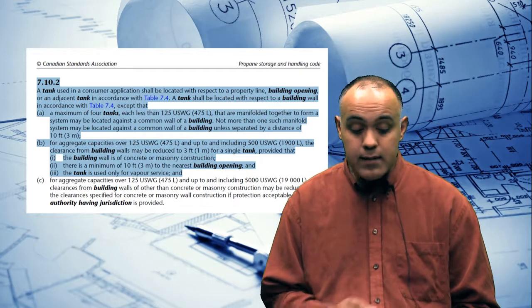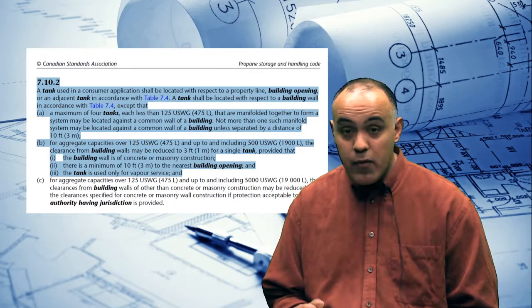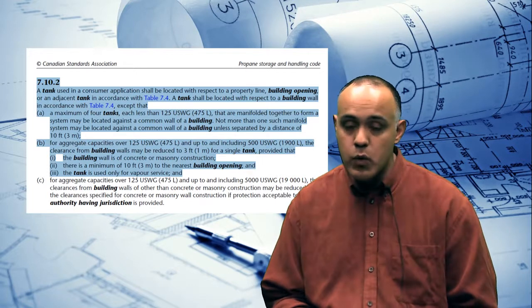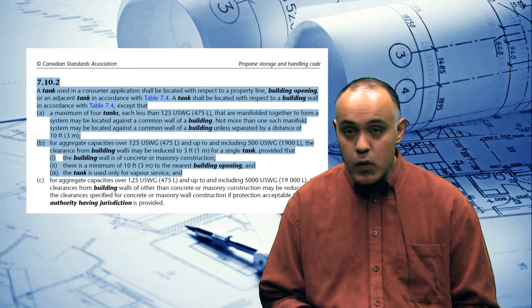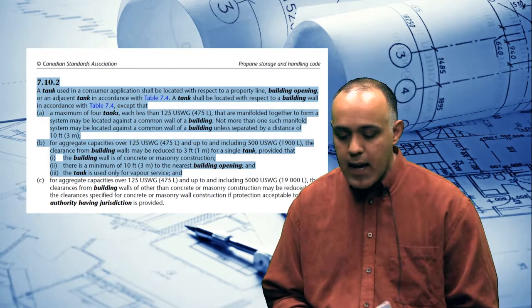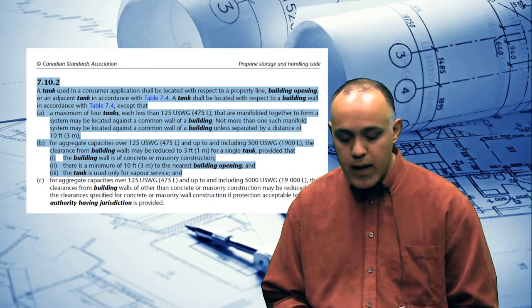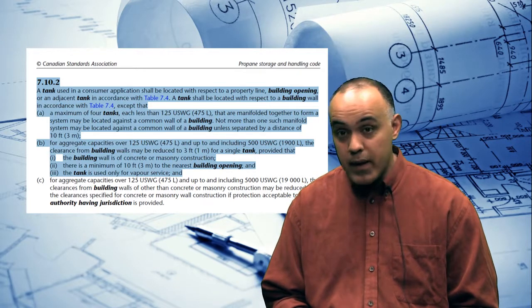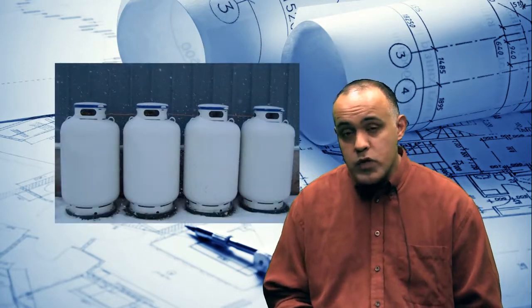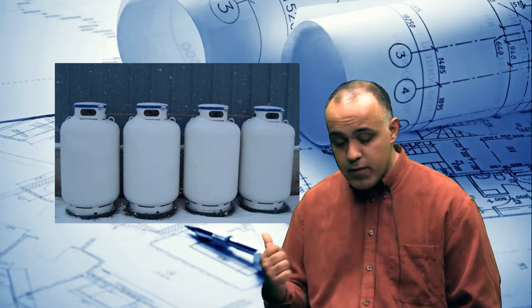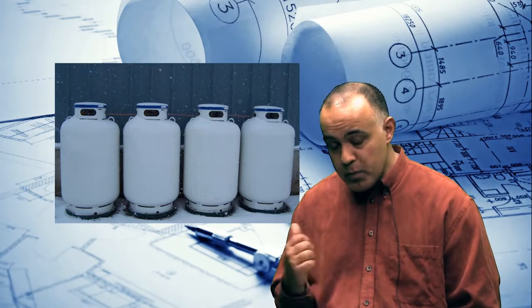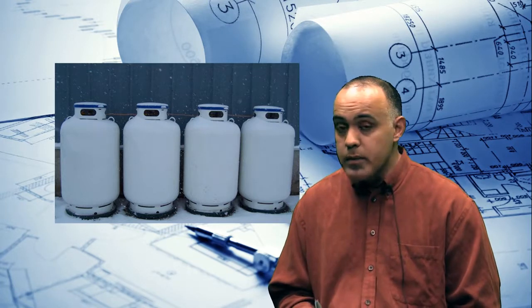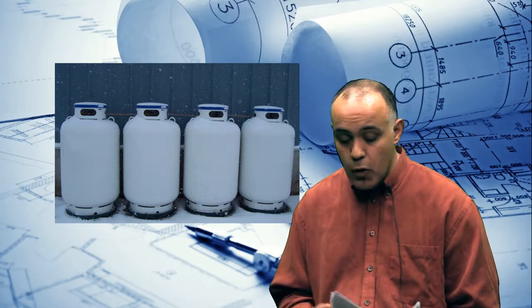Now, the except that on Section A says a maximum of 4 tanks, each less than 125 US water gallons, that are manifolded together to form a system may be located against a common wall of a building, and not more than one such manifold system shall be located against a common wall of a building unless separated by a distance of 10 feet. So in this case, we have 4 123 US water gallon tanks manifolded together to form a system. These can be located against a common wall of a building, provided they meet the other clearance requirements, such as clearances to sources of ignition or building openings.